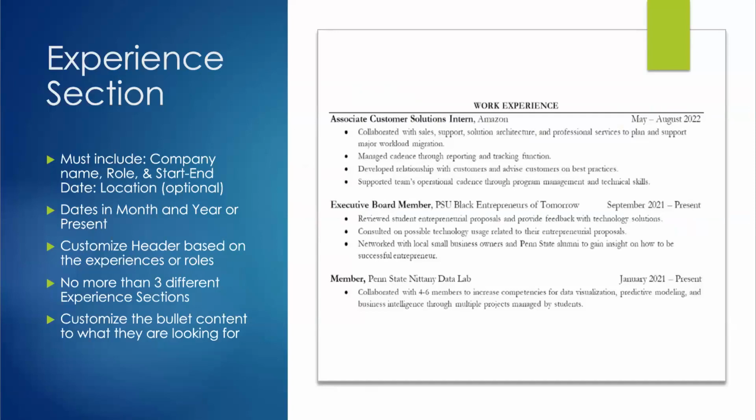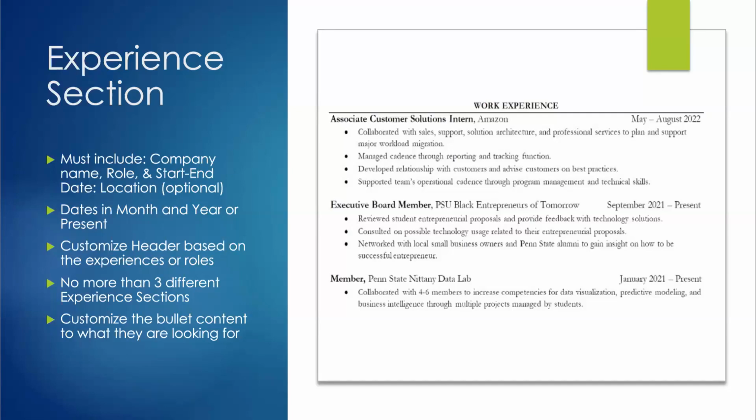This could be work experience. This could be internship experience. It can include all kinds of things that are relevant towards what you're applying to. The three things that you need to include in every experience section is the name of the company, your role within that experience, the start month and year, and end month and year, or present if it's ongoing. Location is optional in this section. You can include it, but it's not something that is required.